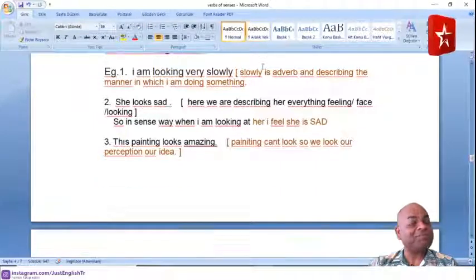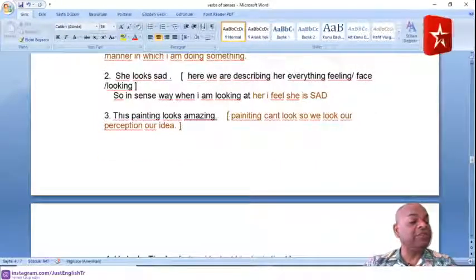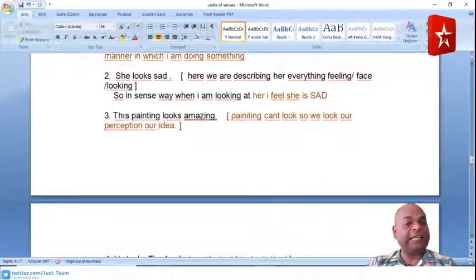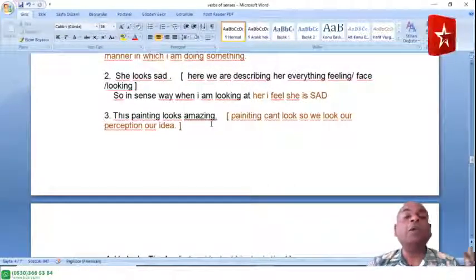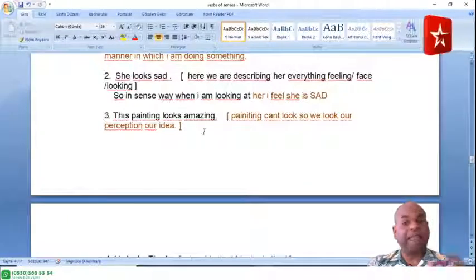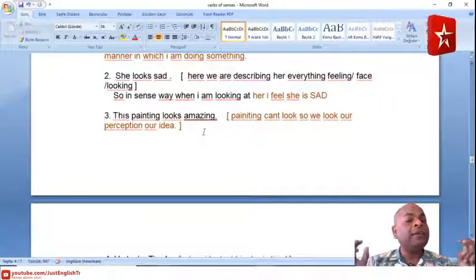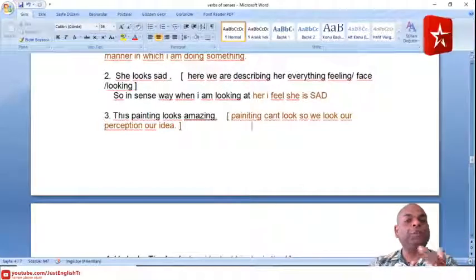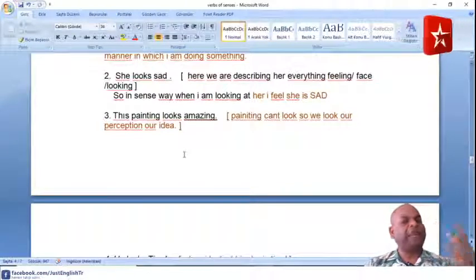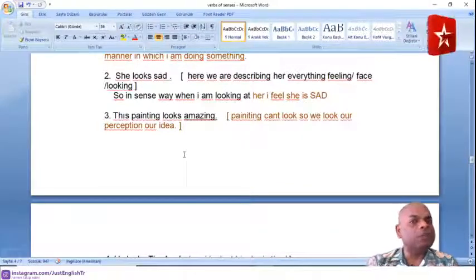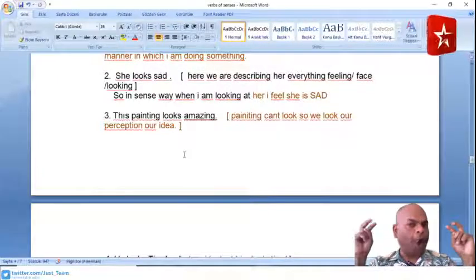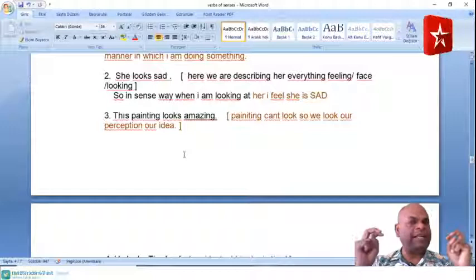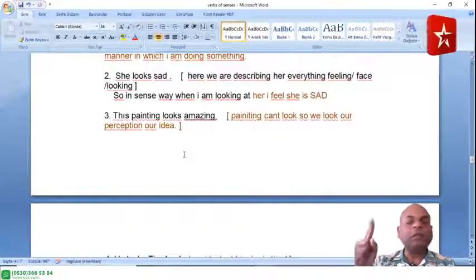All right? Great. Number 3, students, we got here, this painting looks amazing. Now, hey darlings, look here on the board. When you say this painting looks amazing, what does that mean? Painting, of course, can't look. For example, the painting is not able to look at us. So we look with our perception, our idea. Our idea comes, and that's where we say, this painting looks amazing.